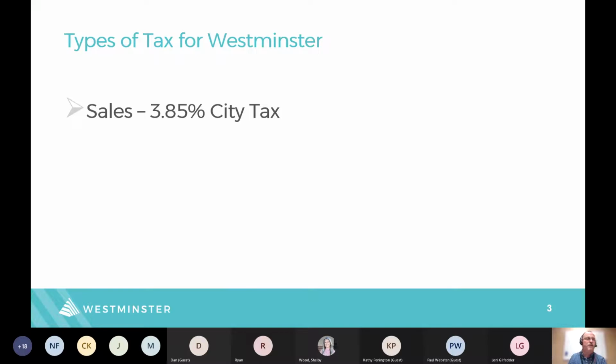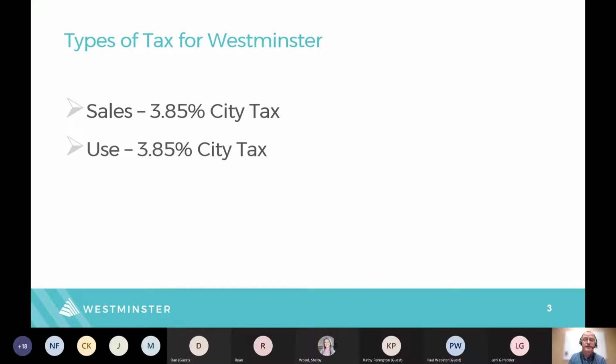And everything I'm talking about here today only has to do with the city of Westminster. But of course, the state has tax, the county has tax. So when I buy something in the Jefferson County portion of Westminster, I'm going to pay 8.35% tax. 3.85% of that comes directly to the city. The rest gets remitted to the state and they divide it up. So if you're in the Adams County side, you'll pay 8.6%. And again, 3.85% comes to the city and the rest goes to the state.